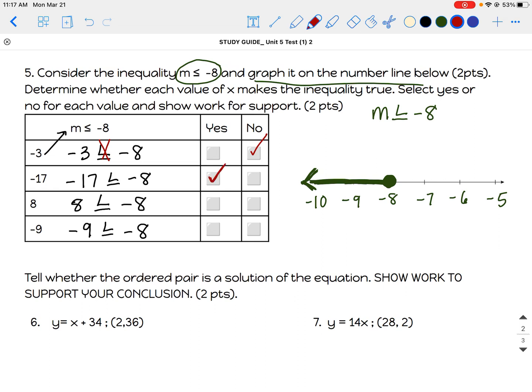What about -8 being bigger or equal to 8? No, positives are always greater. So that one should be going the other way. And then what about -9 being less than or equal to -8? Means -8 is bigger. Yes, you would rather have 8 problems compared to 9 problems. So that one's true. And those are numbers 4 and 5.